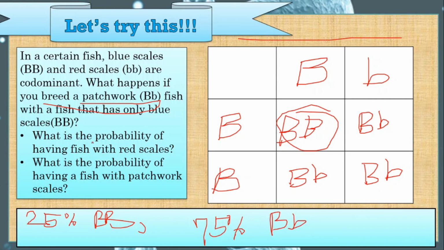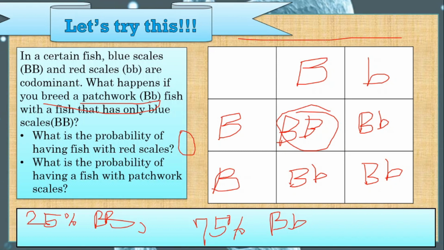Question: what is the probability of having fish with red scale? The symbol for red scale is 2 small b. Since we have no small bb in our Punnett square, therefore the probability of having a red scale fish is 0.